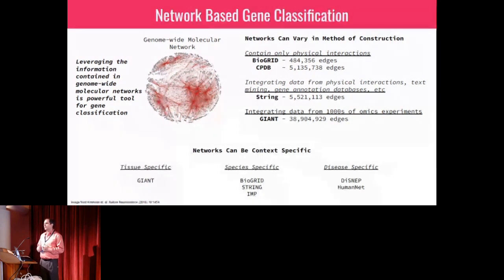Networks can also be context specific. They can be tissue specific, so with the GIANT networks you can have a different network for heart, a different network for lung, a different network for kidney. They can be species specific, so BioGRID, STRING, these networks can be specific to a given species. And they can also be disease specific, where the connections may be more relevant if you're looking at diseases.